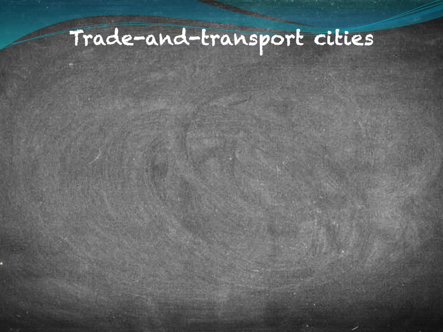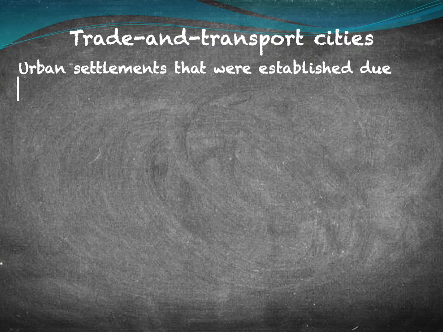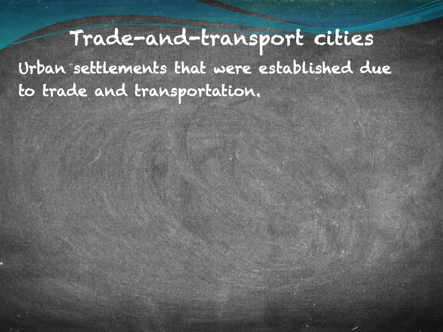Another type of settlement that we get is the trade and transport city. Now, what are trade and transport cities? These are urban settlements that were established due to trade and transportation. So in other words, it was a means of transport, a port, for example, and then because of that being a transport area and a trade area, the town could develop there.